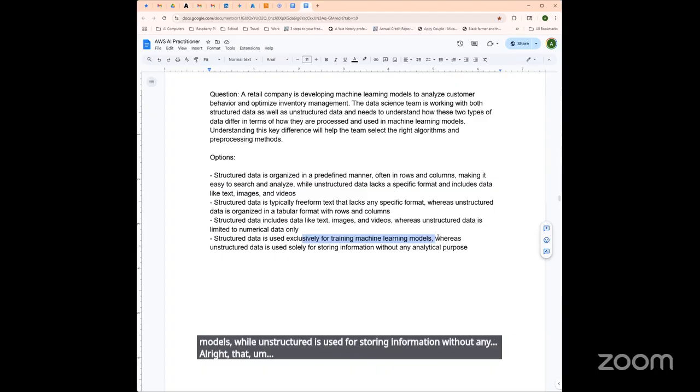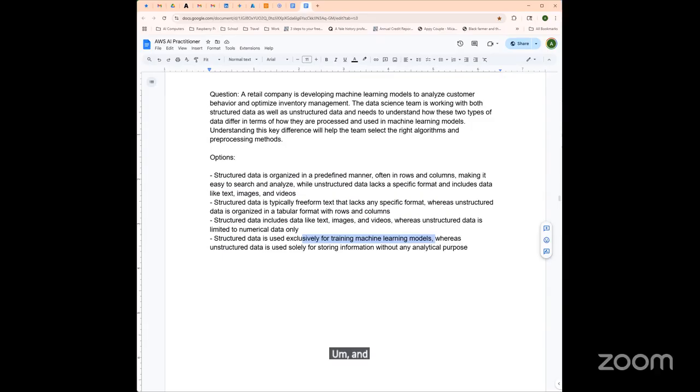I mean, that is just incorrect, right? Both types of data can be used for machine learning and various analytical purposes, right? Yeah, that's just mislabeling.